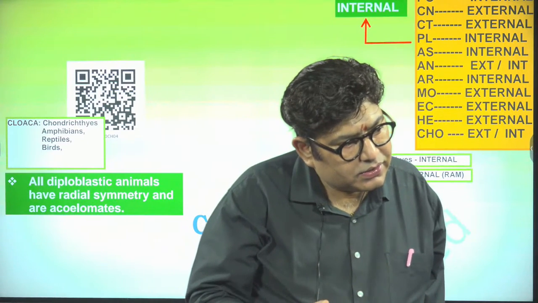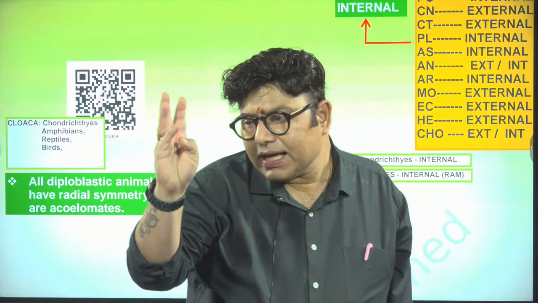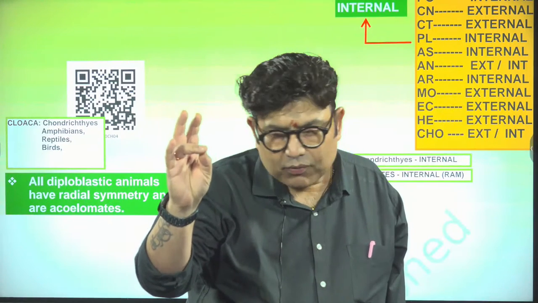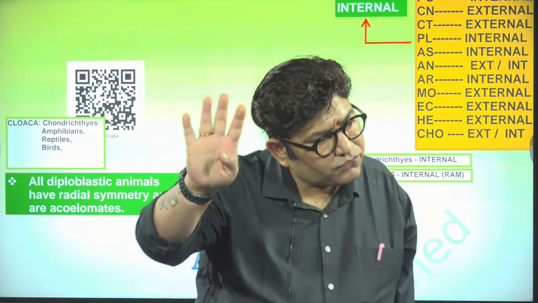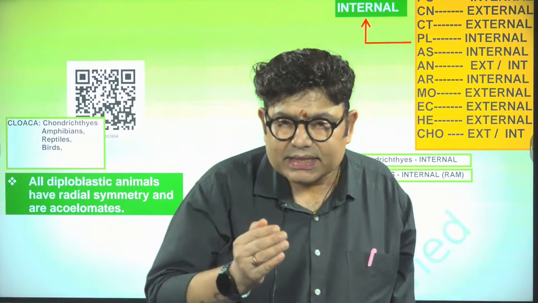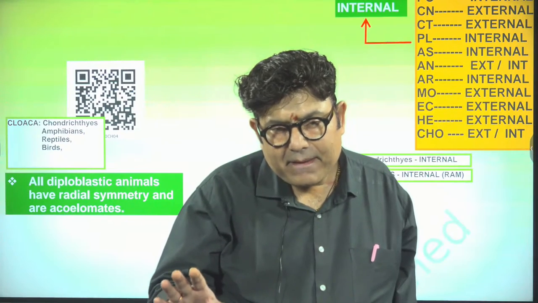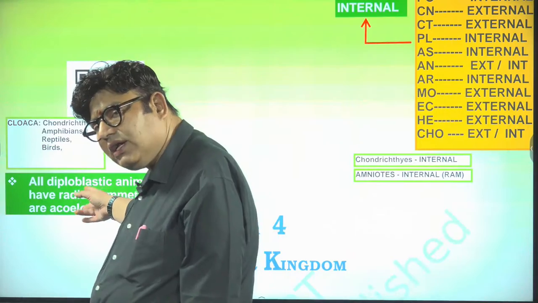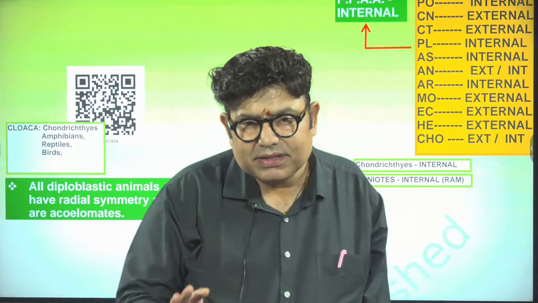Papa, you heard. Okay, so what is PAPA? Porifera, then Platyhelminths, Aschelminths, and Arthropoda. These are the four phyla where there is internal fertilization among the non-chordates. And also, I said all diploblastic organisms have radial symmetry.